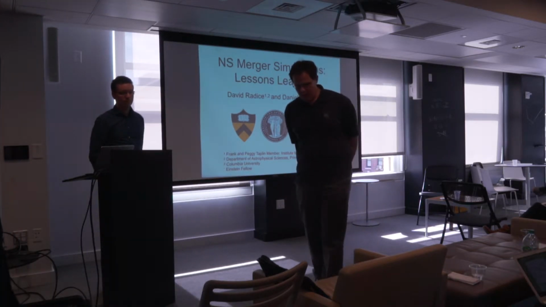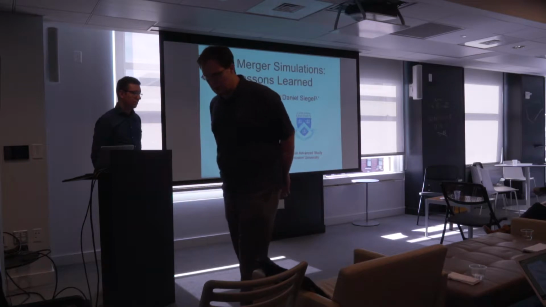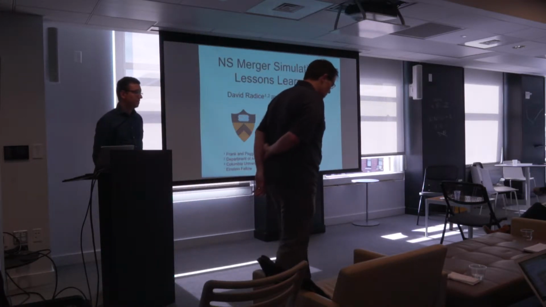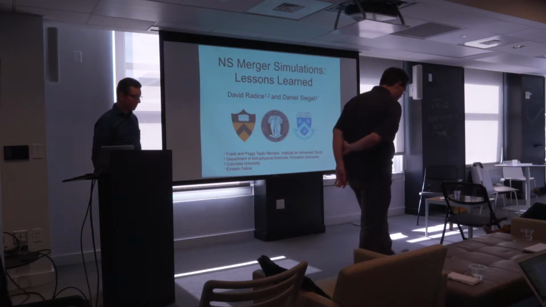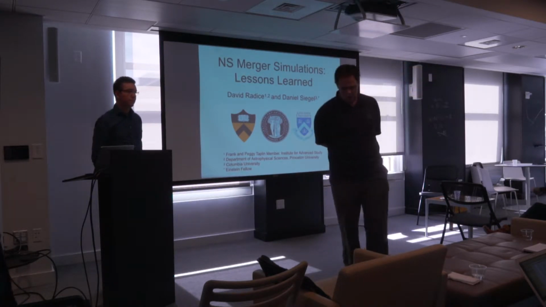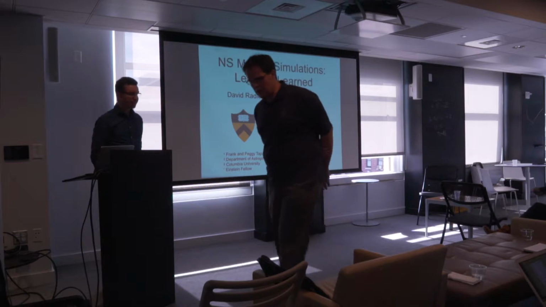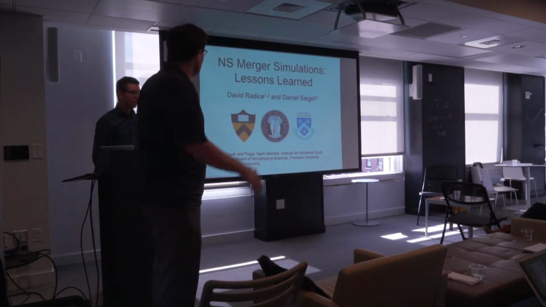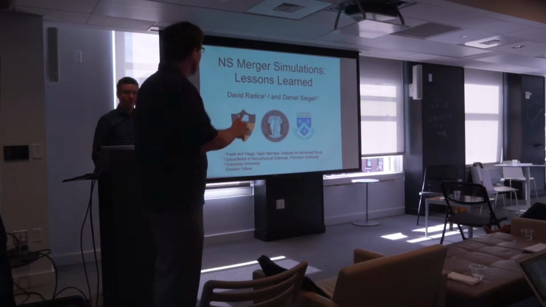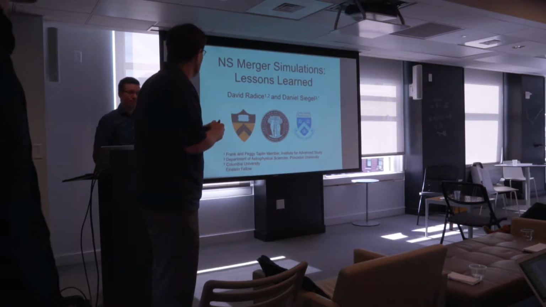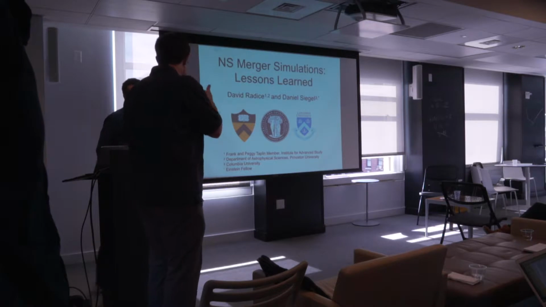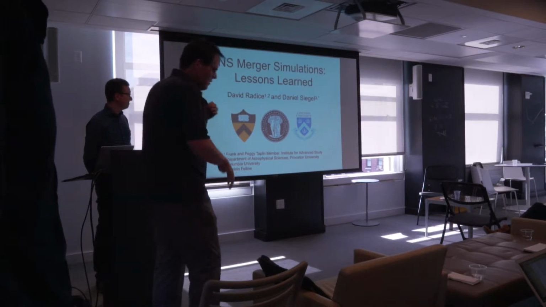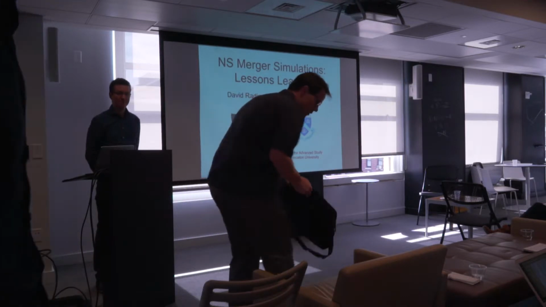What we're going to do is first have some talks by the theorists who make predictions for what neutron star mergers should belch out. Then we're going to hear from the observers about what we saw in this event, and then we'll hear something about the interpretation in terms of nucleosynthesis. So we're going to have a joint tag team talk by David Radice and Dan Siegel on lessons learned from simulations of neutron star mergers.